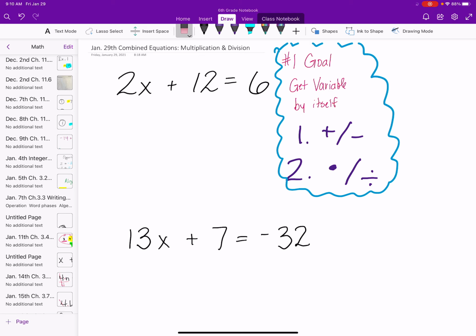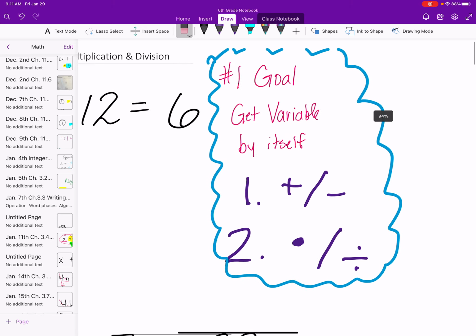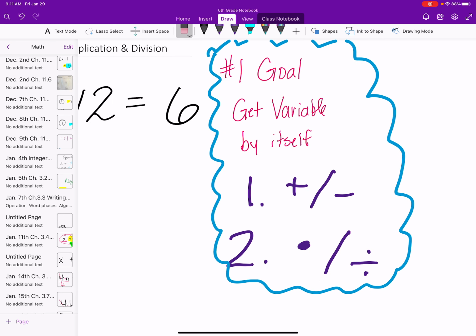Okay, we are getting into some more advanced algebra topics today. So we are doing combined equations, where we're combining both addition and subtraction and multiplication and division. And we're really focusing on knowing when to divide and multiply today. Okay, so our number one goal in all algebra is we want to get the variable by itself.